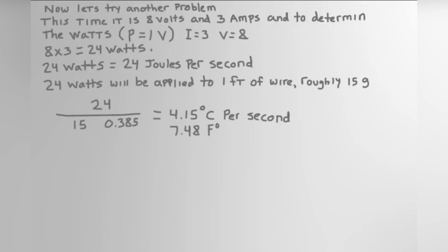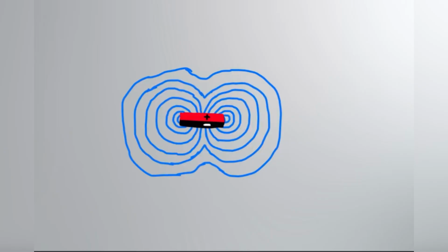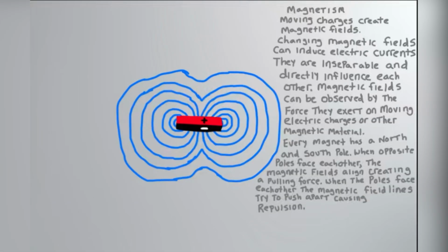As you can see, it's much smaller because the mass of the material is much larger. Now it's time we talk about magnetism, the second part of electricity. You can pause at any time if you want to read it, or if I'm going too fast.